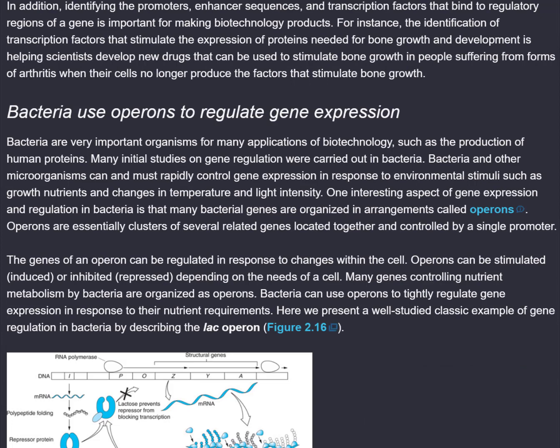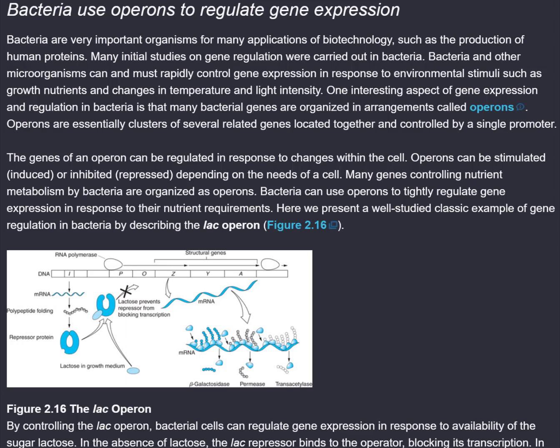These important control mechanisms are part of why different cells have different functions. In addition, identifying the promoters, enhancer sequences, and transcription factors that bind to regulatory regions of a gene is important for making biotechnology products. For instance, the identification of transcription factors that stimulate the expression of proteins needed for bone growth and development is helping scientists develop new drugs that can be used to stimulate bone growth in people suffering from forms of arthritis when their cells no longer produce the factors that stimulate bone growth.